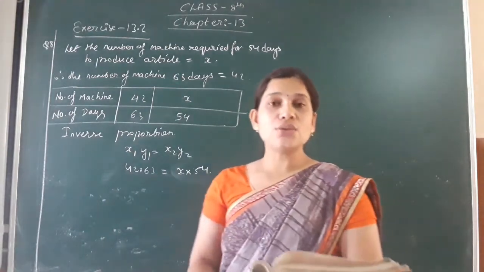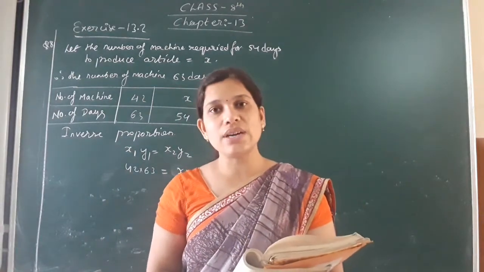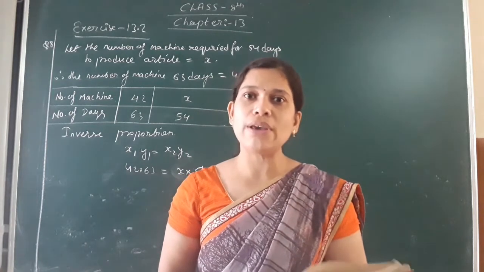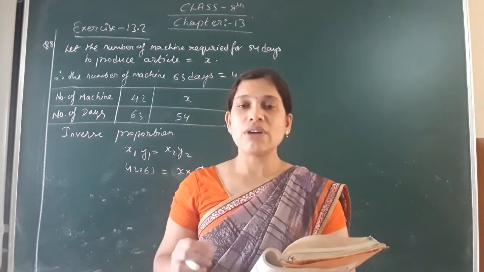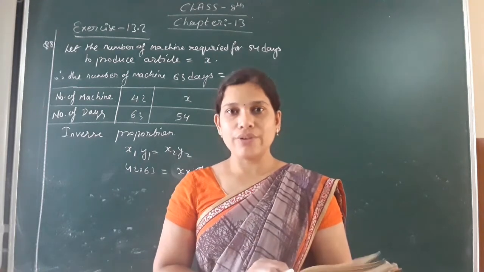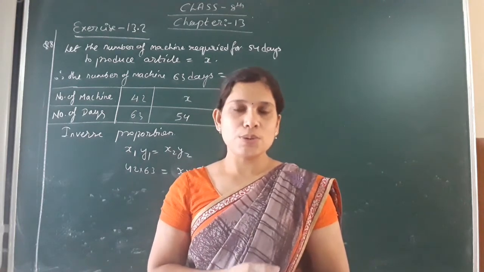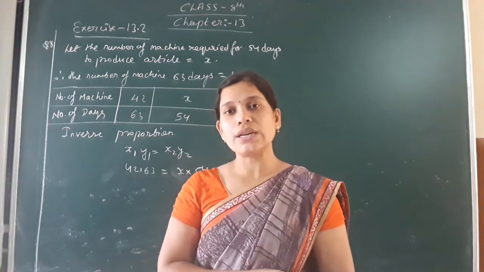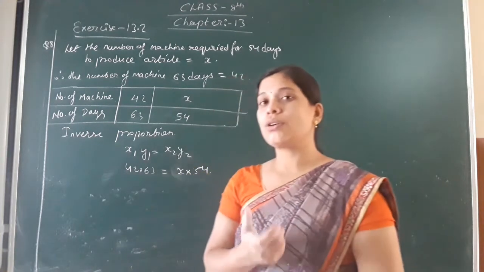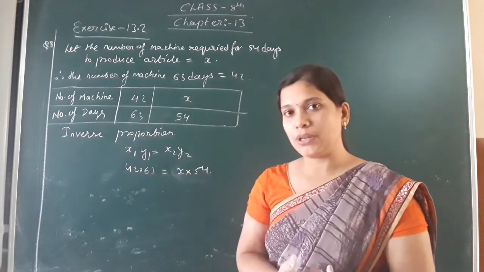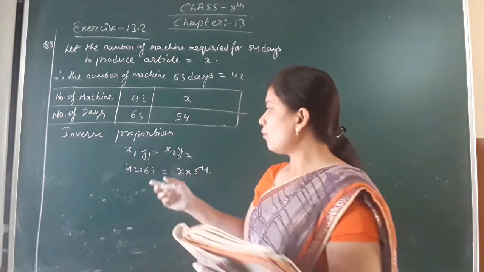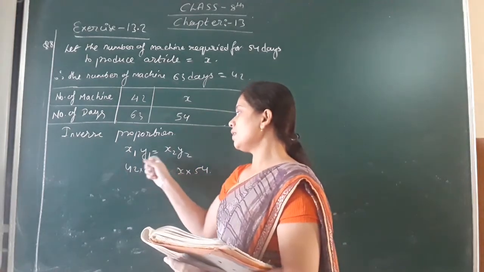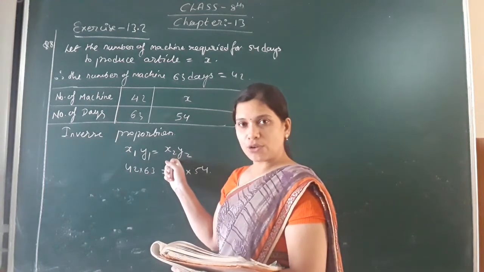What is inverse proportion? Two quantities x and y are said to be in inverse proportion when, if the value of x increases, the value of y decreases, and vice versa, such that the product of the corresponding values of x and y remains constant. That is known as inverse proportion. So the formula for inverse proportion is x1 y1 is equal to x2 y2. This is the formula we are having.